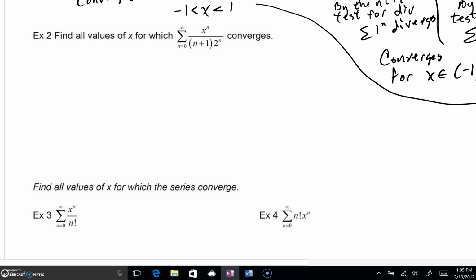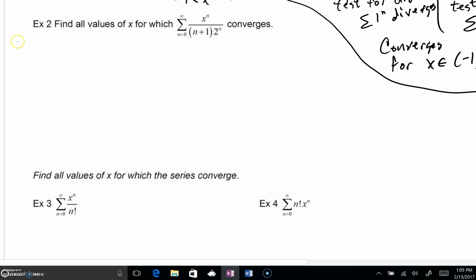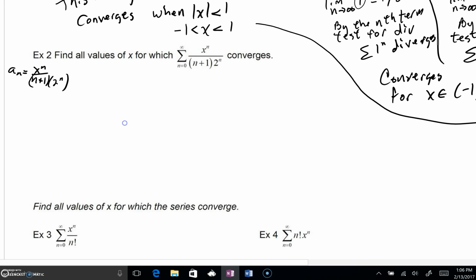Because again, they're saying for which values of x are we going to get convergence? Well, we're going to have to work this thing out. We're going to say a sub n, of course, is just x to the n all over n plus 1, and then 2 to the n. But a sub n plus 1 would be x to the n plus 1 all over n plus 2 times 2 to the n plus 1 power. So by this ratio test, we're going to say the limit as n goes to infinity.